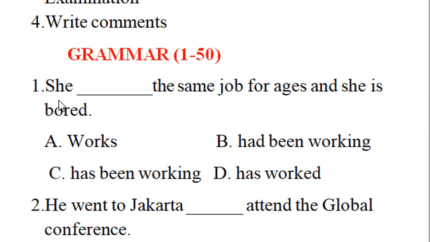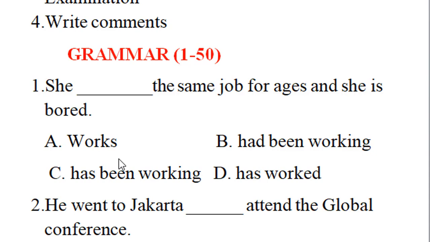The first question here is, she blank the same job for ages and she is bored. The options are works, had been working, has been working, and has worked. Look at the question here: she has done the same job for ages throughout her life and she is bored. Look at the result here. She is bored. The result is expressed in simple present.